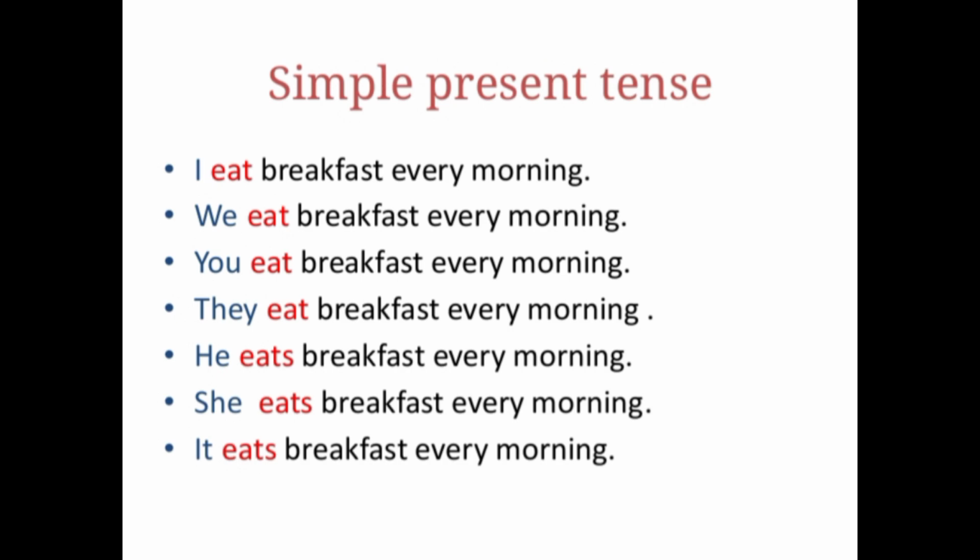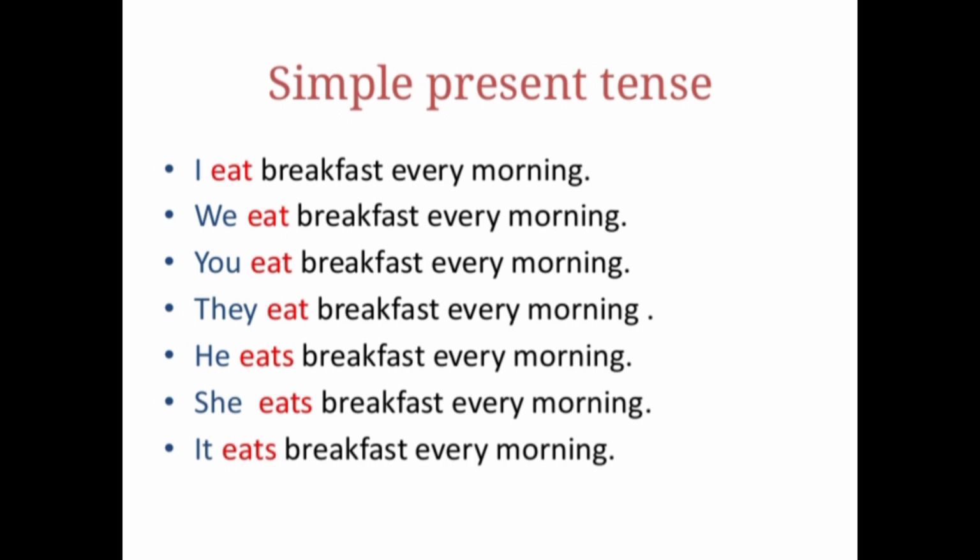So first we will look at the simple present tense with all subjects, with all pronouns. If we have the subject I, first person singular, the verb form should be the base form. I eat breakfast every morning. We eat breakfast every morning. You eat breakfast every morning. They eat breakfast every morning.